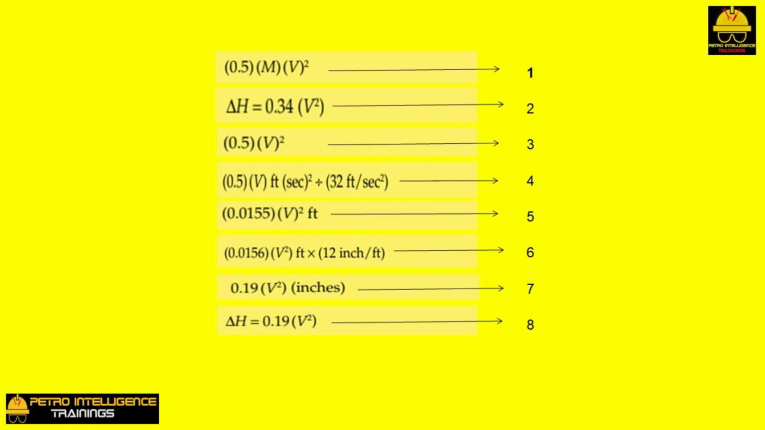or 0.0155 v squared feet. Step 4, to convert feet to inches of liquid, I'll multiply by 12. 0.0156 v squared feet times 12 inches per foot, or 0.19 v squared inches. Then delta H in inches of liquid equals 0.19 v squared. The difference between the 0.19 coefficient in this equation and the 0.34 coefficient in the earlier equation is due to friction losses through the nozzle and my safety factor used for design.